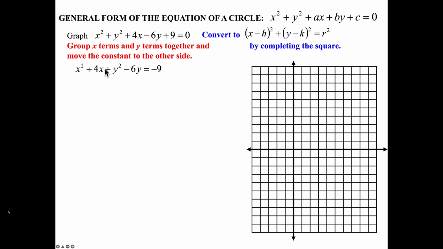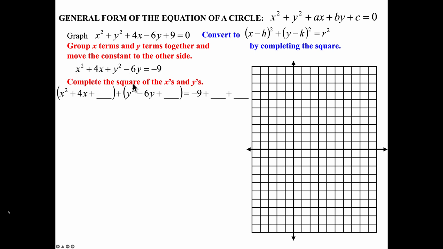I've grouped them, and now I'm going to put parentheses around them, and plus blank for the x, plus blank for the y, and put 2 plus blanks over on the other side. If you want, put an x and a y underneath the blanks, so you know this blank is for this x over here, this blank is coming for the y's, and then we can crunch the numbers. So go to the middle term. Half of positive 4 is positive 2, squared is a 4. Half of minus 6 is minus 3, squared is 9. So these will be my two binomial squares.